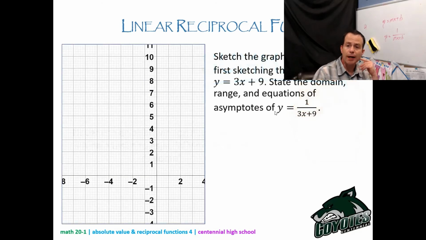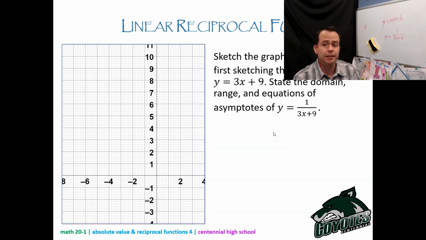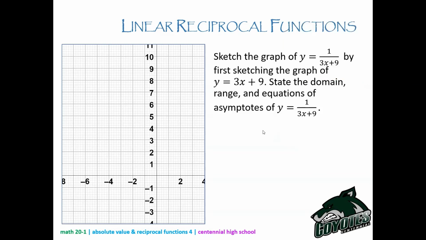All right, so let's practice a few questions together just to get you nice and comfy. Okay, so we're going to sketch the graph of y equals 1 over 3x plus 9, but we're going to do so by first sketching the graph of y equals 3x plus 9. We're going to start with something that's kind of familiar to us, okay? State the domain, range, and equations of asymptotes for y equals 1 over 3x plus 9. I'm just going to hide my face there for a sec so you can see the question at home, okay?